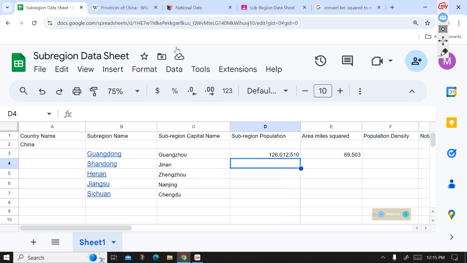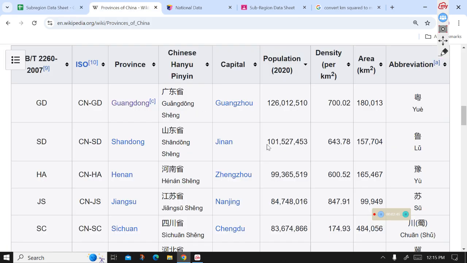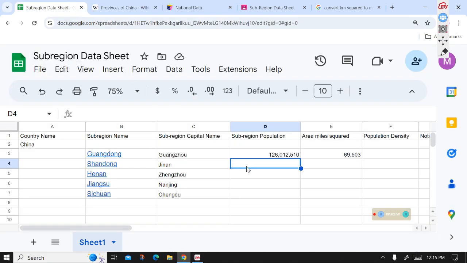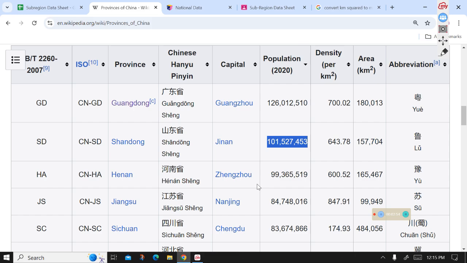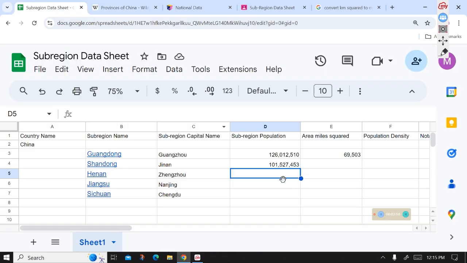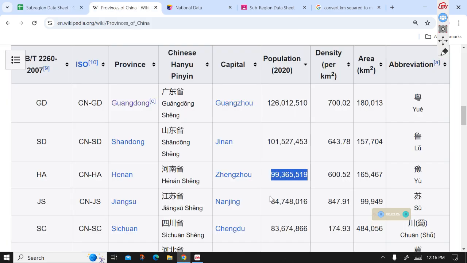We want to find the population of that region. In this case, I see it's 101 million. So we'll take that whole number and paste it right here. Now we're going to find the population of Henan province. That's 99 million, so we'll take that number and put it there for the population. Notice that we didn't write 99 million people. It just says 99 million, so it should just be the number. Now we've got Jiangsu.